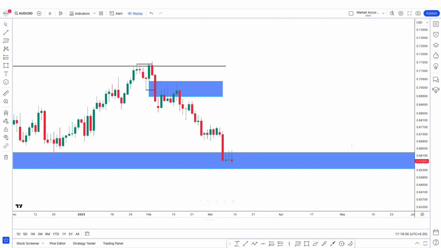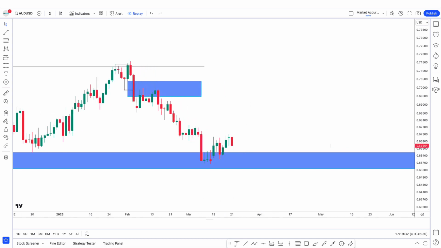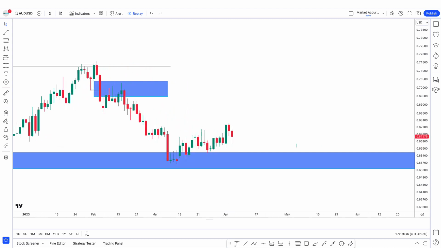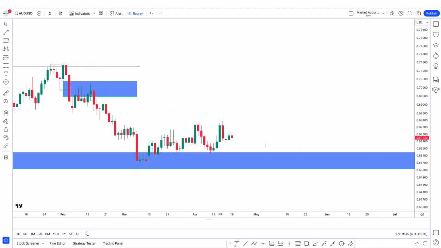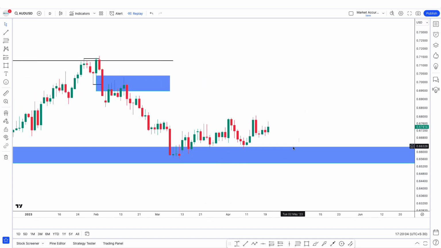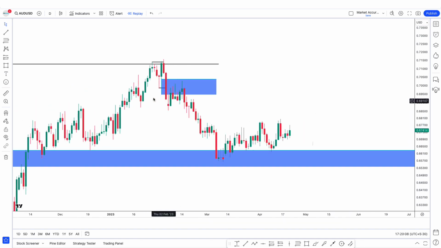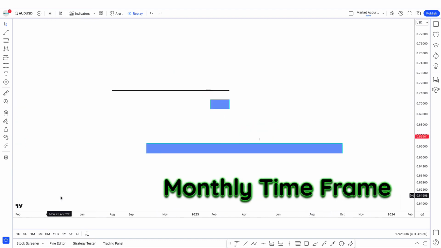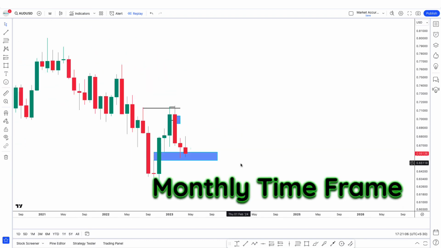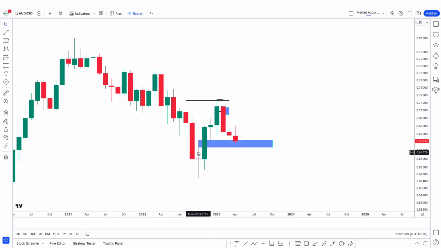Simple as that. And as you can see, price takes out the liquidity, and right away we have clean momentum to the upside. We had a clean shift in market structure right here, and from here on we seek this fair value gap on the monthly time frame. If you go to the monthly, you can see it looks something like that.